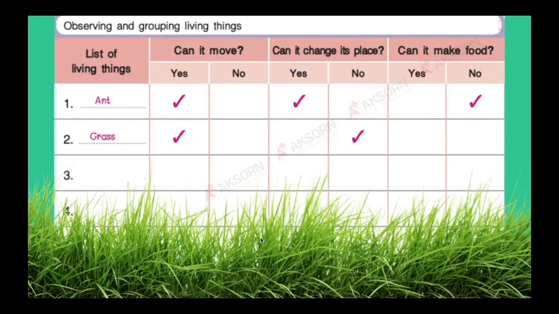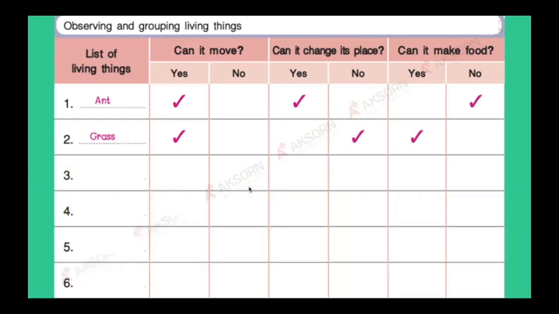Okay, so what about food? Look, it is green. It means it has chlorophyll. So by means of photosynthesis, it can make its own food, right? So can it make food? Yes, it can, all right? So this is it. We finish with grass.